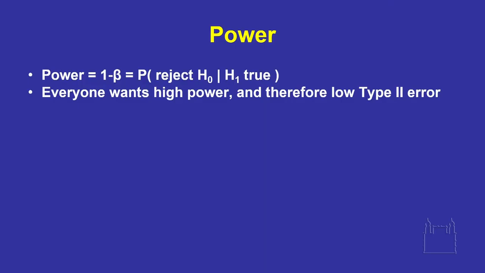So what is the power? This is how we write the power. It is the probability you reject the null when the alternative is true. This is what you want. You want high power. You want low type 2 errors.